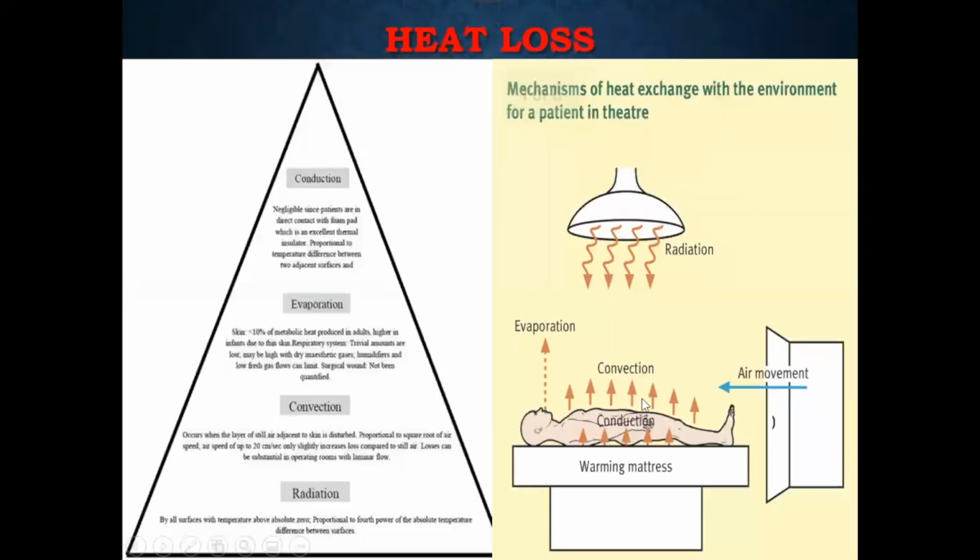Okay, you see. Convection, again, is away from the object. It means it does not depend on the room temperature. This occurs when the layer of still air adjacent to the skin is disturbed, proportional to the square root of airspeed. It means just immediately above or around your body surface, if there is a continuous airflow going in, let's say it's cold air, then your heat will transfer.